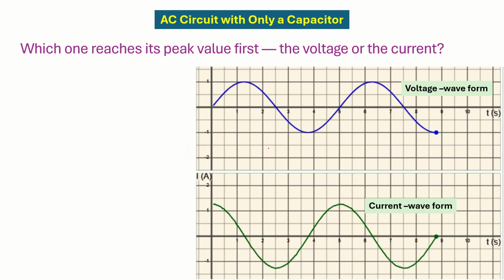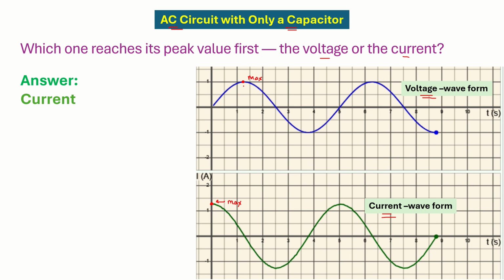let's discuss what happens when a capacitor is connected to an AC circuit. Observe here, this is the voltage waveform, this is the current waveform. The first question is: which one reaches its peak value first, the voltage or the current? For the voltage this is the first peak value, and this is the first peak value for the current. So in the beginning itself, the current has reached its peak, the maximum value. So the answer is the current has reached the peak value first. Very good.